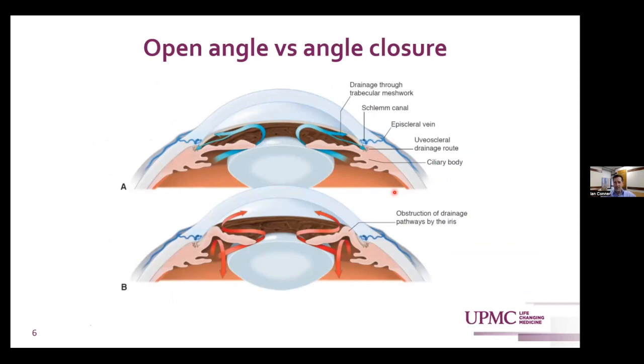So this diagram just illustrates this point about open angle versus angle closure. In an open angle situation, the normal situation is that we have fluid that's produced by the ciliary epithelium in the posterior chamber. The aqueous circulates through the center of the pupil into the anterior chamber, where it finds its way to the trabecular meshwork. And in patients with open angle glaucomas, there's a failure of the trabecular meshwork. So the amount of pressure in the eye goes up in order to push the aqueous through the trabecular meshwork.